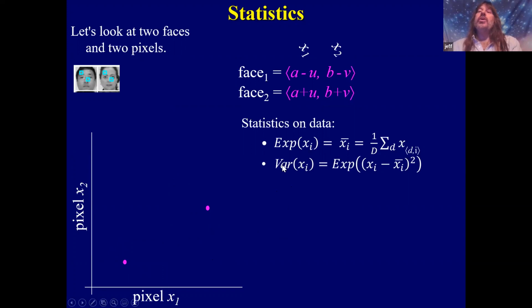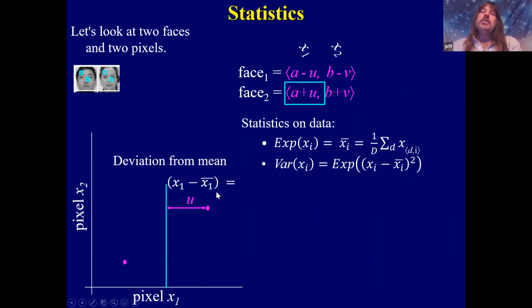All right, so now we're going to talk about variance, right? Variance is a measure of how far you deviate from the mean. So let's look at our first point. What we're going to calculate here: x-bar is the mean. The mean was, remember, our A. So this value is A here.